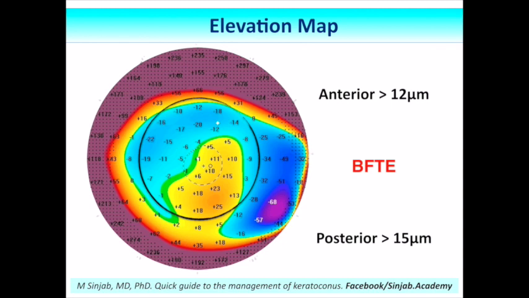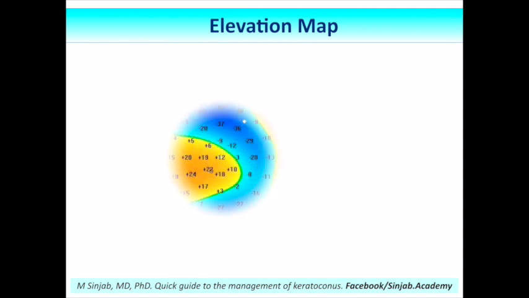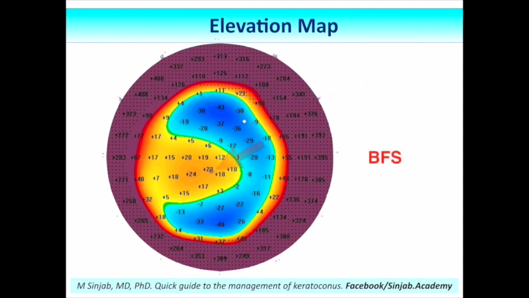Now, there is another way presented by Belen Ambrosio. We look at the map with the best fit sphere, not the toric ellipsoid, the sphere. Here, not the shape, the parameters also, but on the best fit sphere. And we look at the number corresponding to the thinnest location. We look at the number on the anterior and posterior elevation maps.